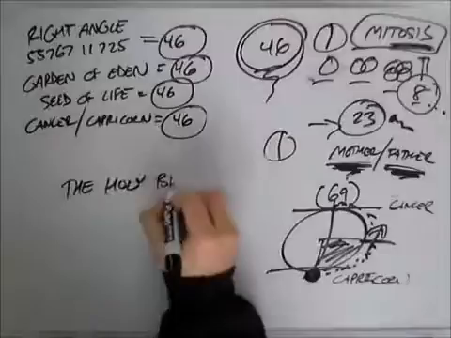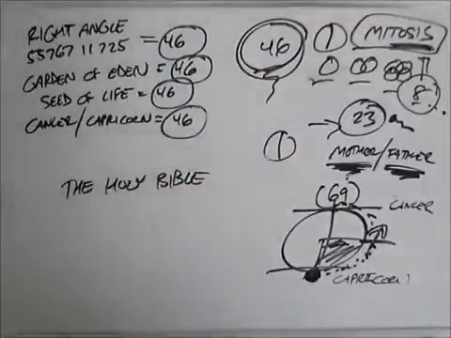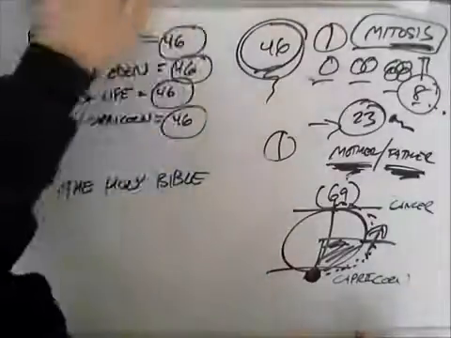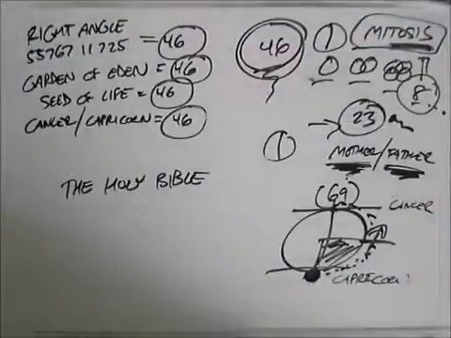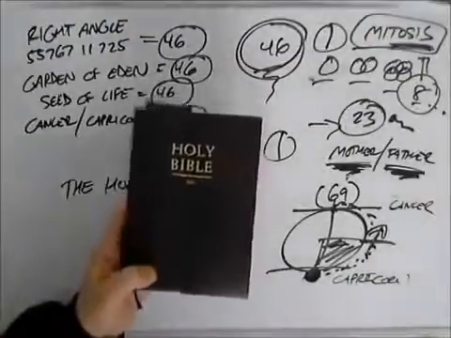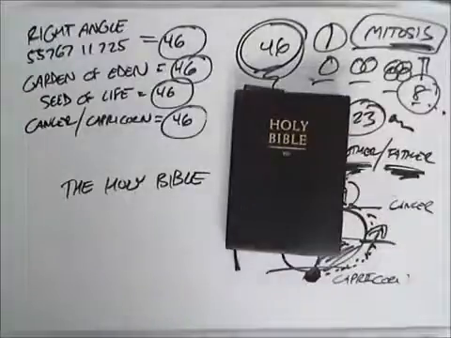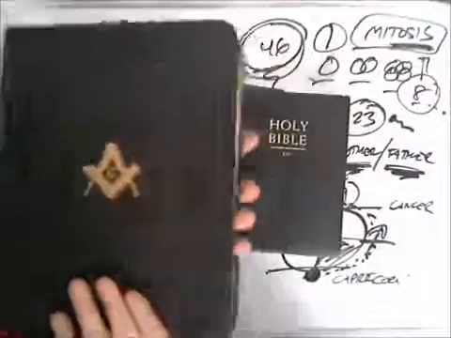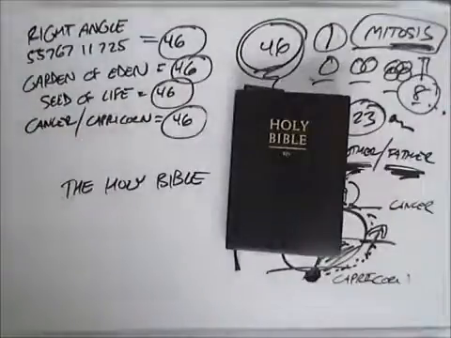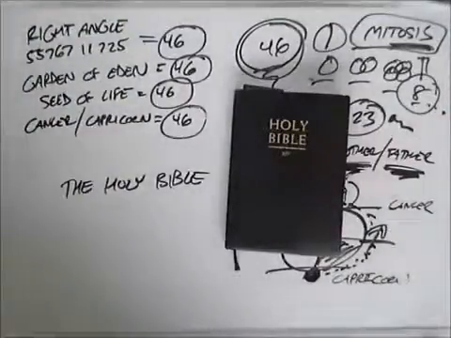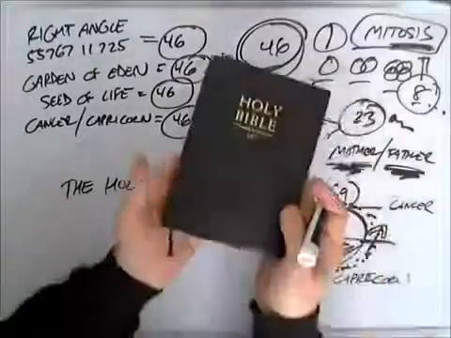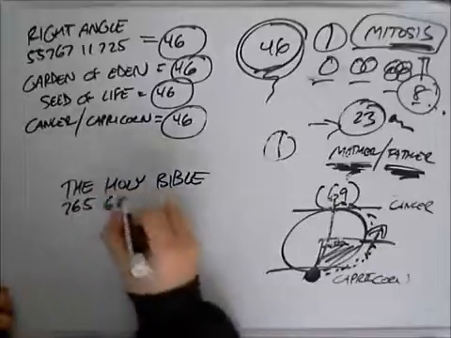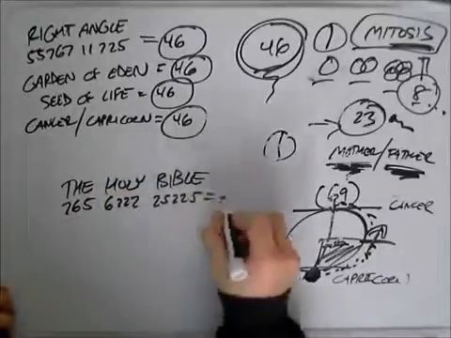The Holy Bible. Now, on most Bibles, let's see if I can grab this here, sorry. Notice it doesn't say the. It just says Holy Bible. Here's a Masonic edition. It just says Holy Bible. It doesn't say the Holy Bible, does it? Why would it not say the Holy Bible? When you address something, you say the, correct? You don't say Holy Bible. You say this is the Holy Bible. When you do the numerology for the Holy Bible, it's 7, 6, 5, 22, 25. It actually equals 46.